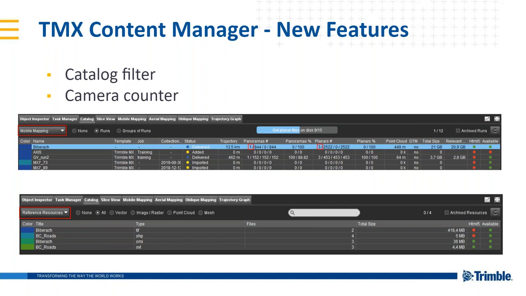In addition to that, we have a new camera counter, and that tells you the number of cameras that you have for every single mobile mapping run. In the case of the first highlighted run that you see here on the top screenshot, we have one panoramic camera and three planar cameras. For example, if you had an MX9 single head, you would have maybe no planars at all, or maybe you'd have 3 planars and 1 panorama, depending on the system that you have and depending on the data that you have imported.